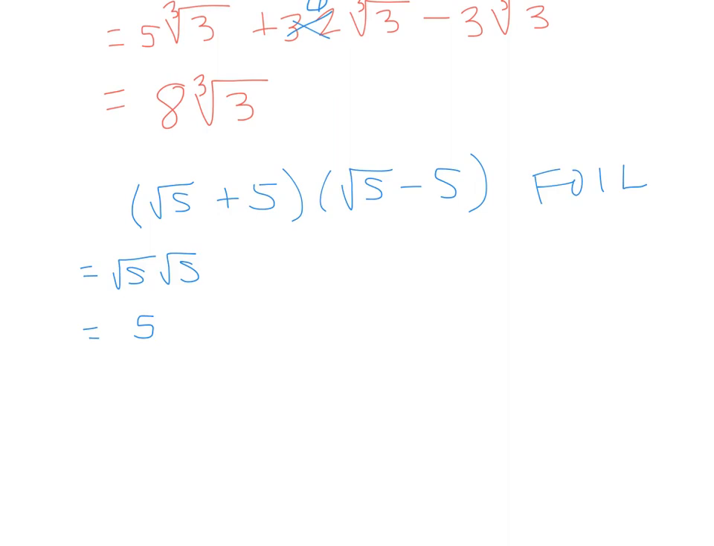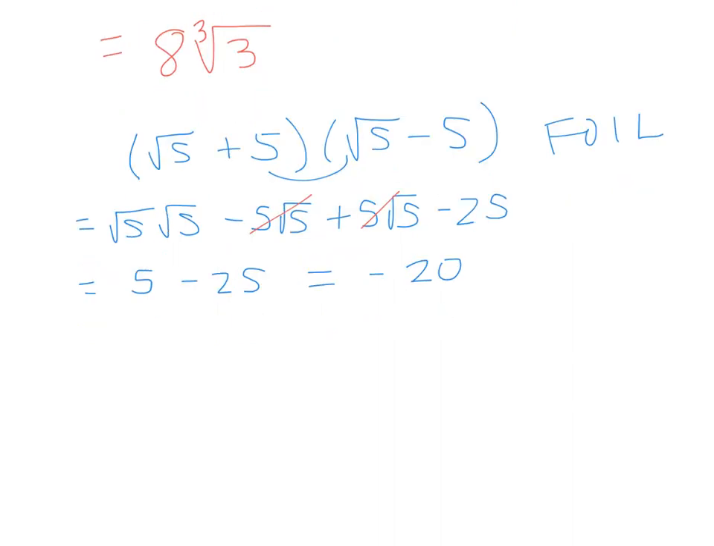Now we take the outer times the outer, so we're going to get minus 5 square root 5. And now inner times inner, we get plus 5 square root 5. So those two actually cancel each other out. And now we multiply last times last, so we get a minus 25. We had the 5 from square root 5 times itself, and now we have a minus 25. So combining those, we get minus 20.